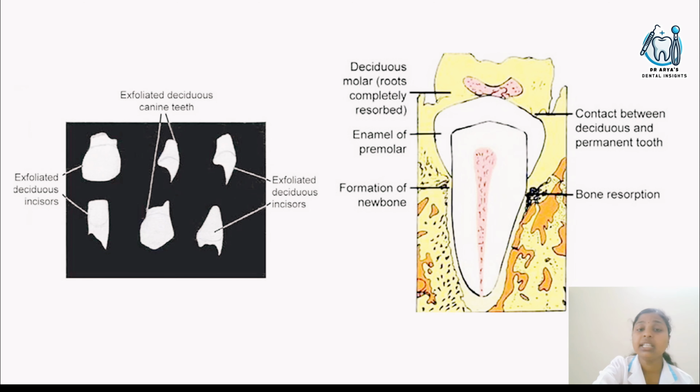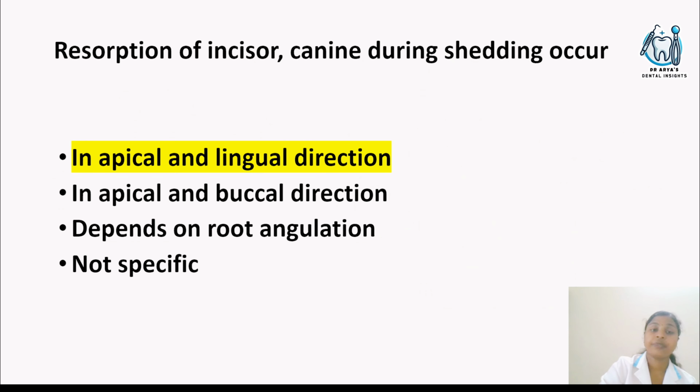Here the deciduous molar roots are completely resorbed. Here this is the enamel of a premolar and this is the formation of new bone. Here this is the contact between the deciduous and permanent tooth, and this is the bone resorption. So the answer is that resorption of incisors and canines during shedding occurs in the apical and lingual direction.